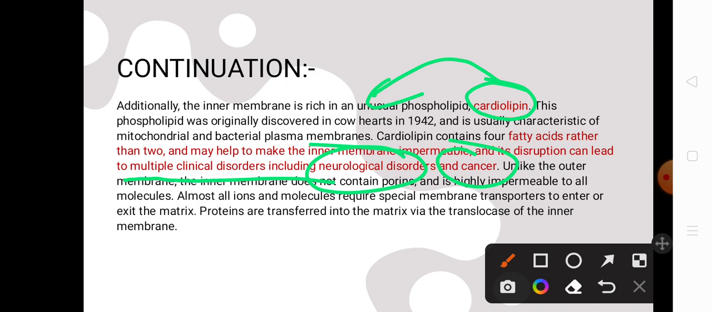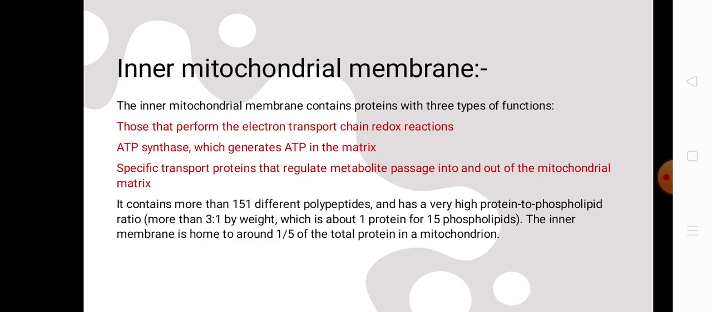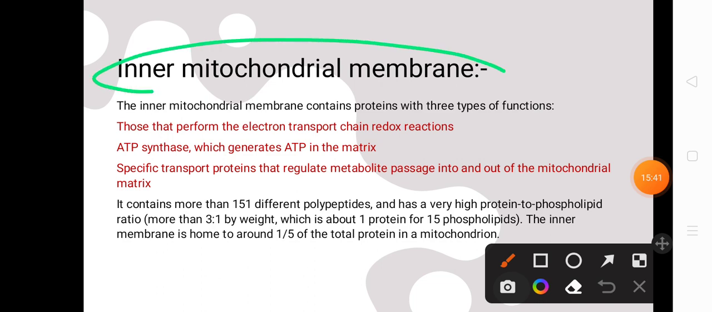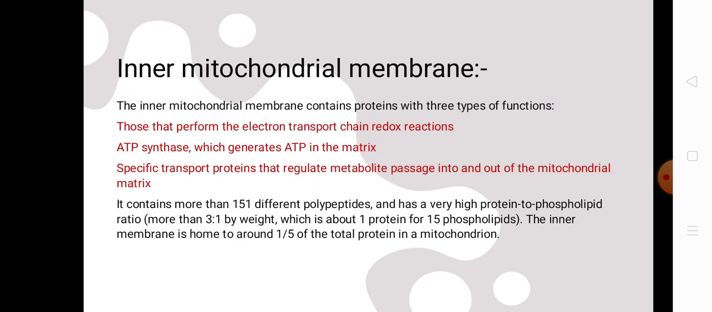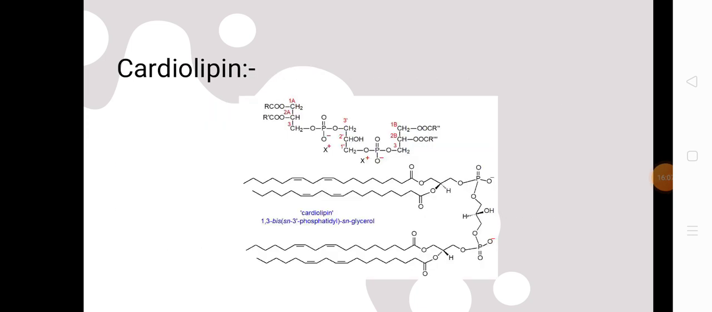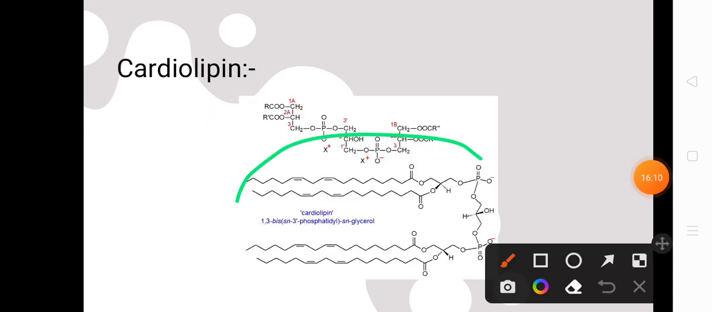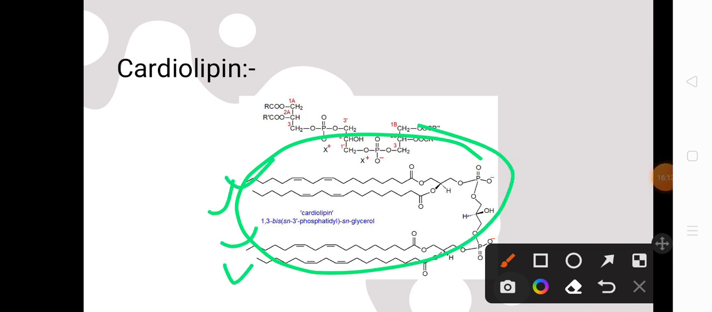Okay, so due to the presence of this cardiolipin, remember the inner mitochondrial membrane is very impermeable, and for entry into the matrix all proteins require specific membrane transporters. So I can say that the concentration of protein in the matrix will be significantly lower, right, as compared to the intermembrane space, and their composition or types will also be significantly different, right? So that is the inner membrane, and this is the structure of cardiolipin. I have also mentioned 4 fatty acids present instead of 2.